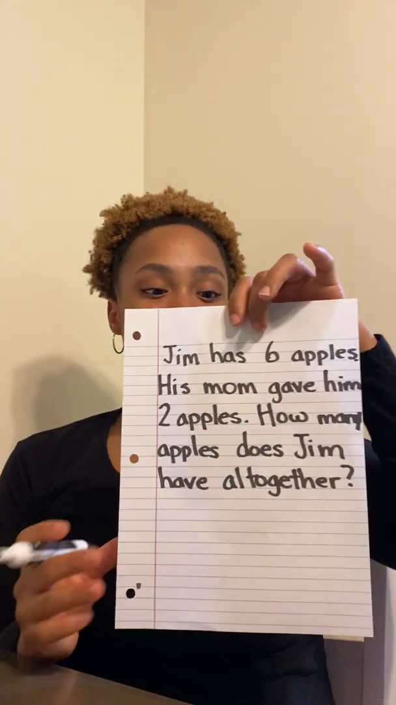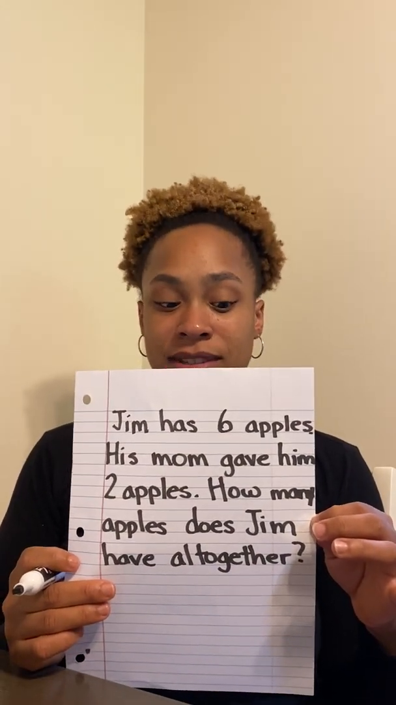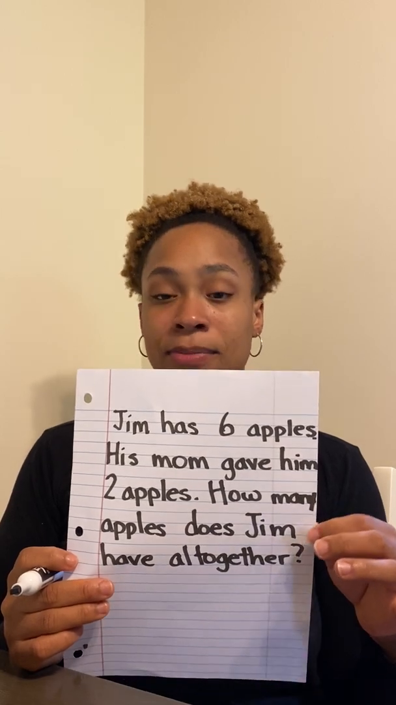So I'm going to reread the problem again. Jim has 6 apples. His mom gave him 2 apples. How many apples does Jim have altogether? So reading this problem, I'm thinking that the number 6 is important, so I'm going to circle it. I'm thinking that the number 2 is important, so I circle it. And in the question, there's usually a keyword to tell you what operation to use, whether it's addition, subtraction, and when you get to the higher grades, multiplication and division.